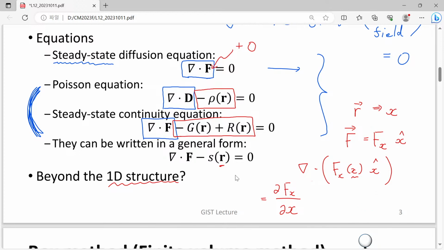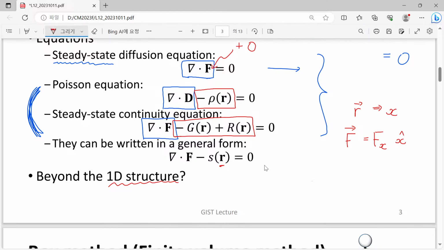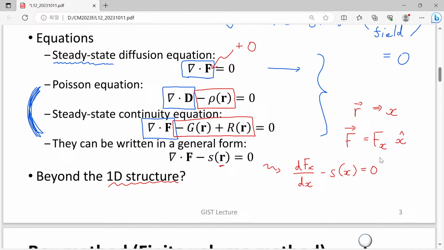How about S over R? That can be well expressed as just a function of x. So in the case of a 1D structure, it's not that difficult to discretize it. It is cast into something like dFx/dx minus Sx equal to 0. That was the thing we have already done.